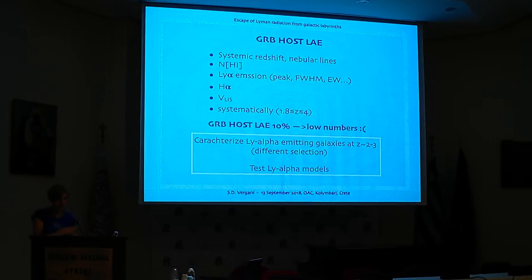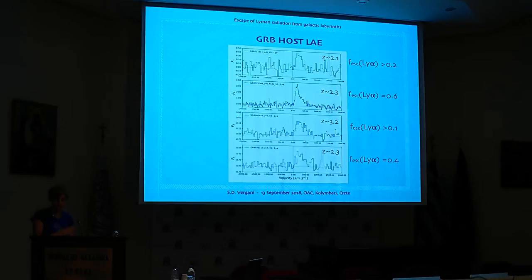What is the problem? The problem is that we have very few objects. Only about 10% of gamma ray burst host galaxies are Lyman alpha emitters, so we are limited to low numbers. But okay, low numbers are better than nothing, especially when we have all this information available. So to start our work, we selected a sample where we have good signal to noise information on all, or more or less all, of these quantities.